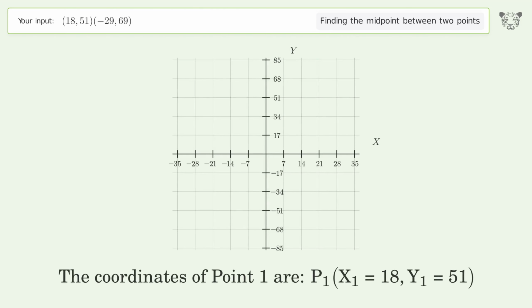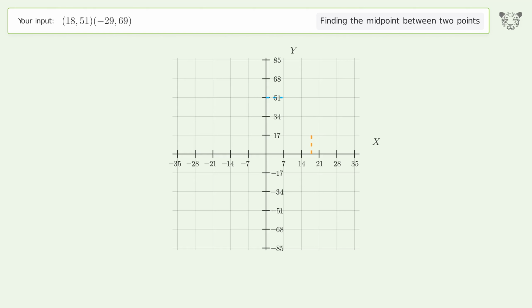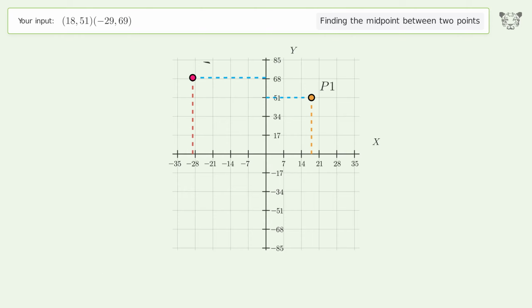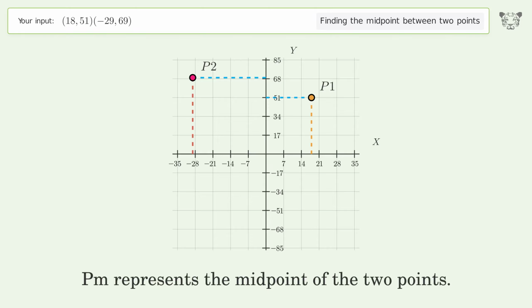The coordinates of point 1 are x1 equals 18, y1 equals 51. The coordinates of point 2 are x2 equals -29, y2 equals 69. PM represents the midpoint of the 2 points.